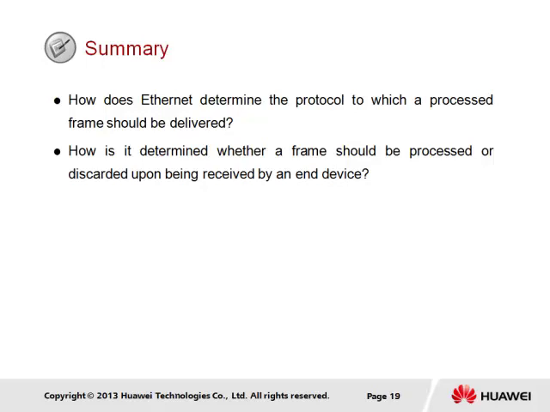How is it determined whether a frame should be processed or discarded upon being received by an end device? Well, the receiving host will analyze the destination MAC address in the frame header to determine whether the frame is truly intended for the host. If the MAC address of the host interface and the MAC address in the destination MAC field of the frame header do not match, or is not a multicast address that the host is listening for, or the frame destination MAC is not a broadcast address, the frame will be discarded.